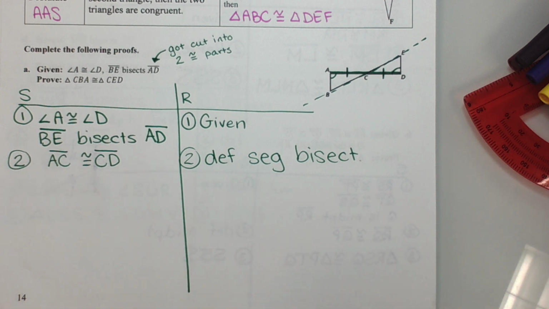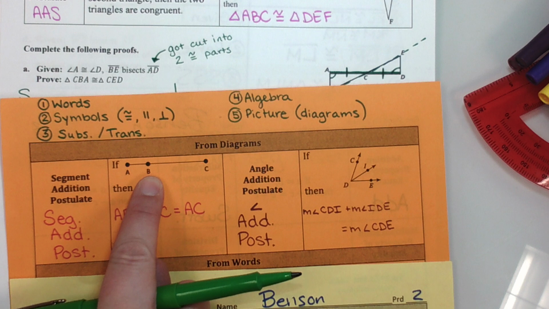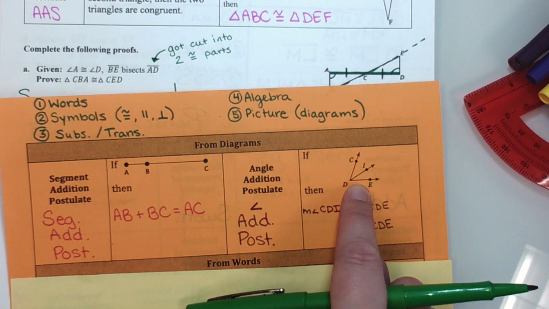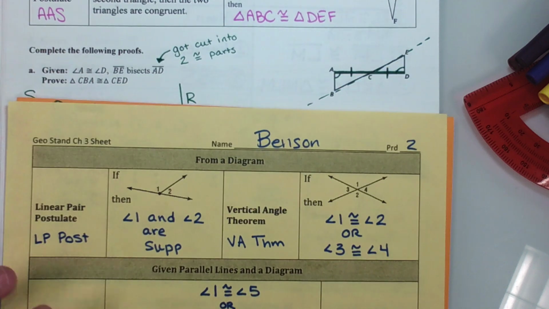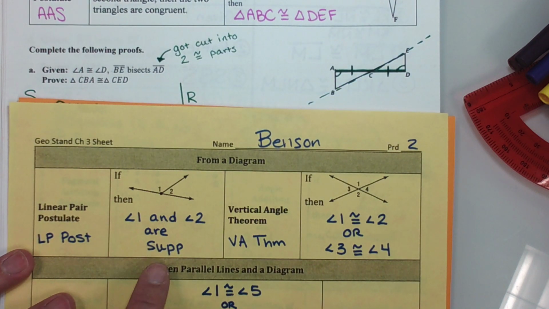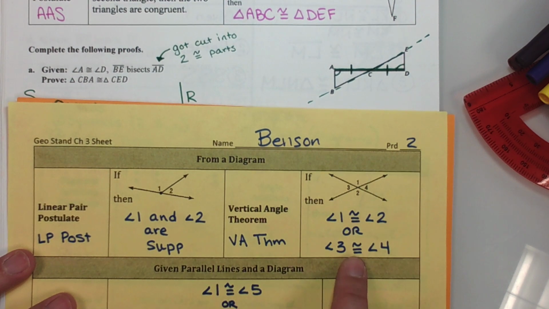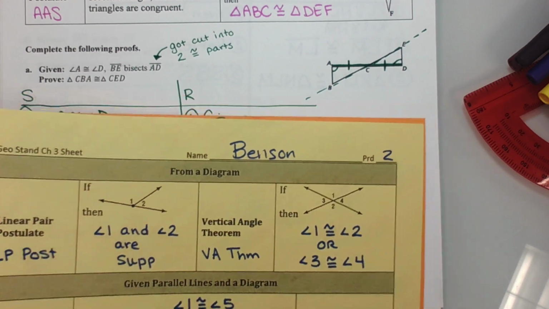Have you noticed that we use very few things from pictures as well? Do we have 3 separate points on a line? Yes. Do I want to add a bunch of things together in my proof? No. Do we have angles next to one another? Yes. Do I want to add things together in my proof? No. Do I have a linear pair in my picture? Yes, I do. Do I want supplementary things in my proof? No. Do I have vertical angles in my picture? Yes. Do I want things congruent in my proof? Yeah. I want vertical angles.